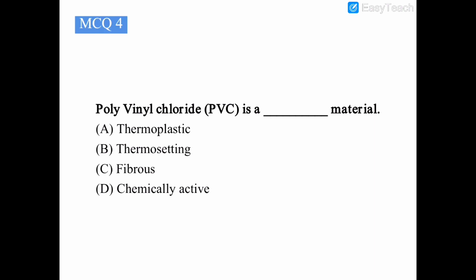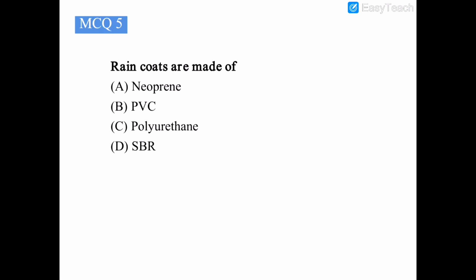Then the fourth question: polyvinyl chloride is a dash material: thermoplastic, thermosetting plastic, fibers, chemically active. The answer is option A, that is thermoplastic. Then the fifth question: raincoats are made of neoprene, PVC, polyurethane and SBR, that is styrene butadiene rubber. The answer is option B, that is PVC, polyvinyl chloride. This is all about the synthesis, properties and applications of PVC.